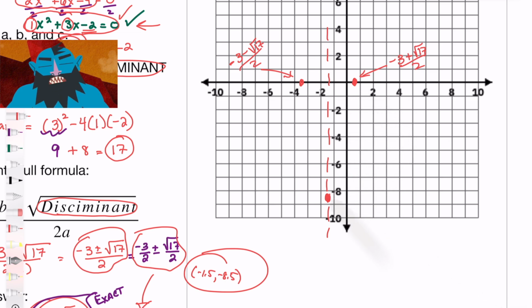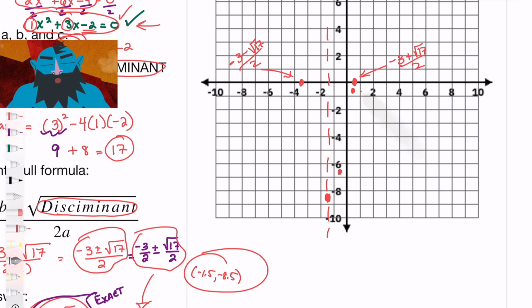So, we could go over 1, up 1, and then over 1, up 3. 1, 2, 3. I think I've gone and counted too much. Oh, our a value is 2, sorry. Over 1, up 2. There we go. And then over 1, up 6. 1, 2, 3, 4, 5, 6. That puts me right there about. Remember, these are all approximates.